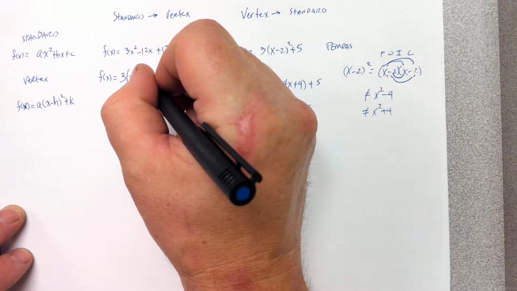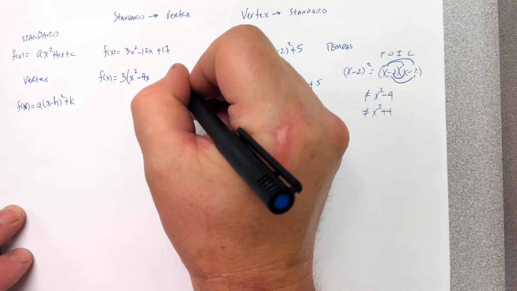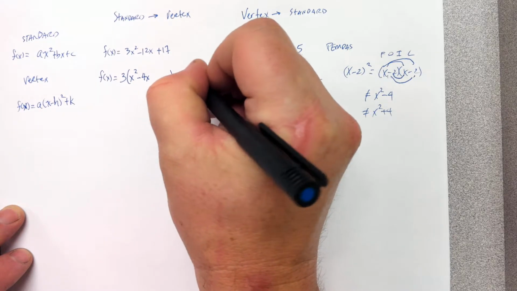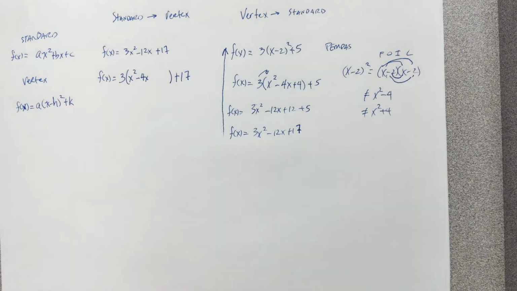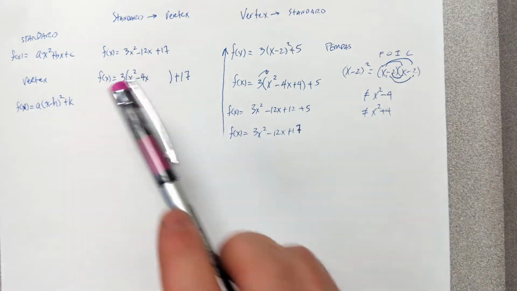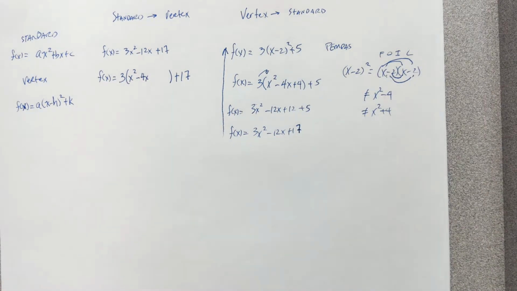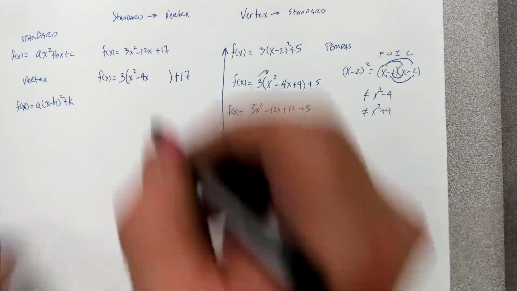minus 4x. And I'm going to leave space inside the parentheses like that, because I have to complete the square here. I have to make this a perfect square. We're still using complete the square. So when it's vertex to standard? Yep, let's complete the square.